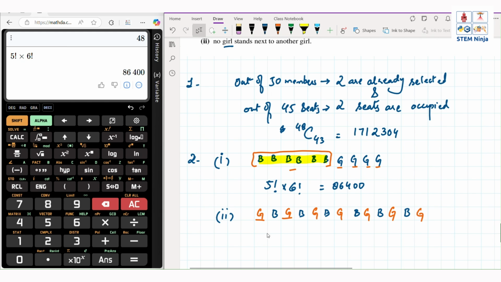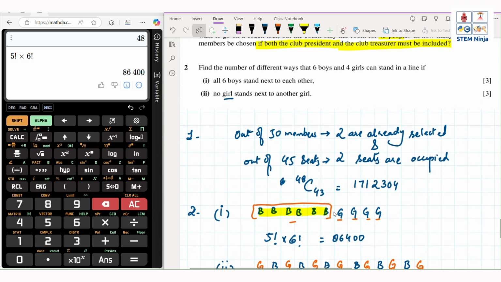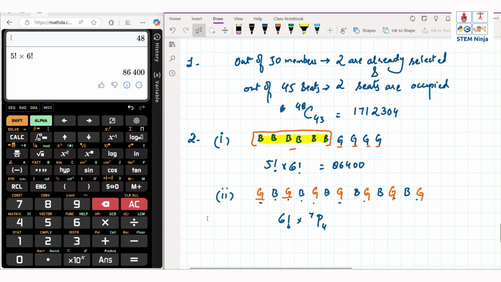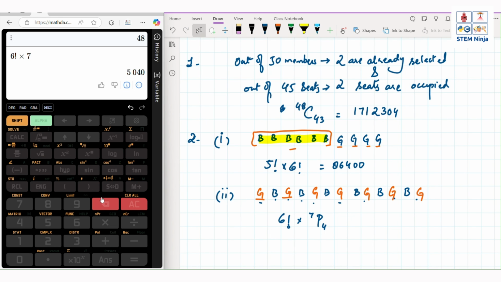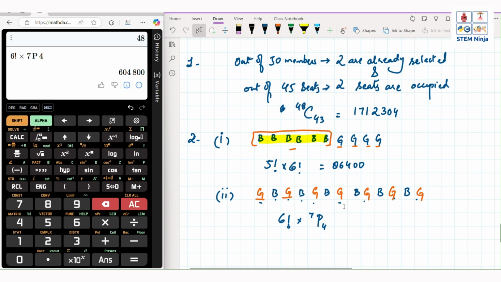So for boys, we have 6 factorial, simply as before. But for girls, we have 1, 2, 3, 4, 5, 6, 7 places, but only 4 girls. So 7P4, simply. So 6 factorial times 7P4 is 604,800. And that's the 6-2 variant.